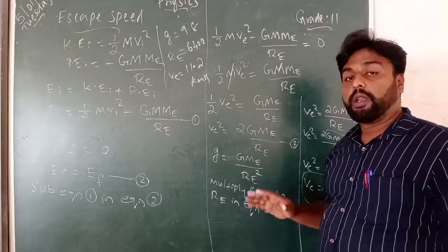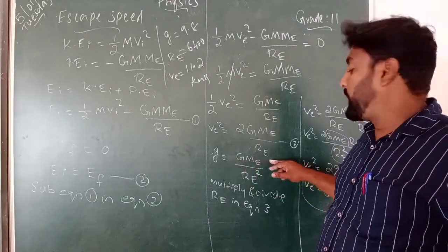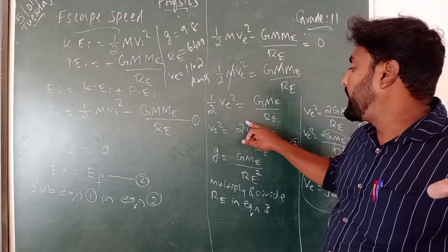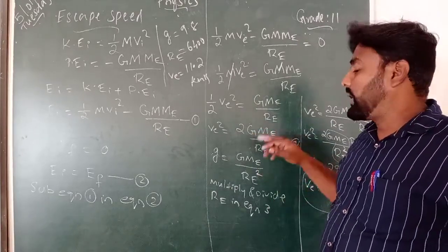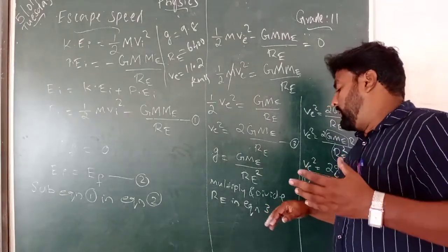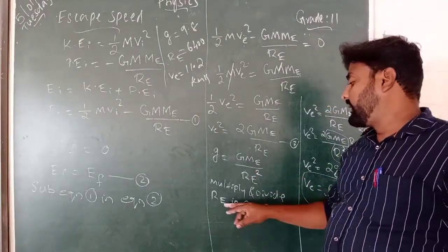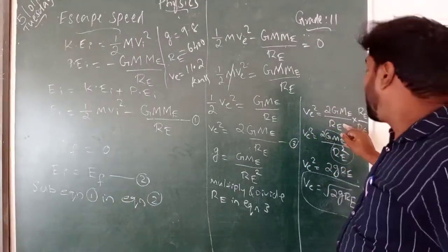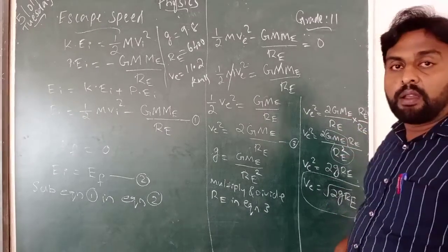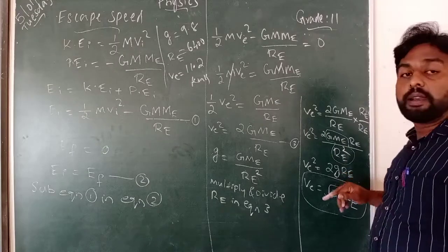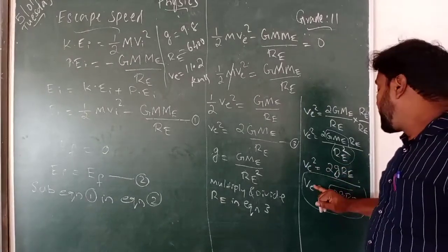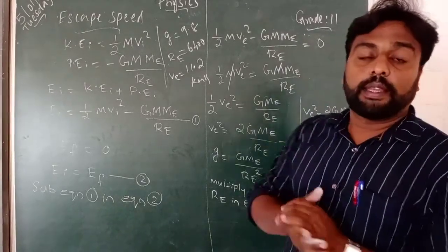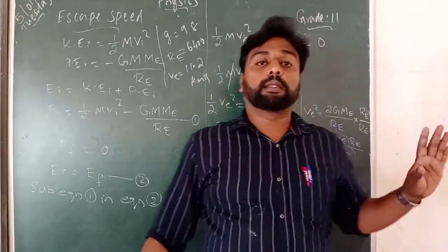Now we know that our gravitational acceleration G is equal to G MA by RE square. So we have to bring here RE square, so you can take this G MA by RE square as G. For that we are multiplying and dividing RE in this equation. So we will get 2GMA RE by RE square. Here GMA by RE square we have taken as G. So we will get V square is equal to 2G RE, so V is equal to root 2G RE. So we got the escape speed formula.